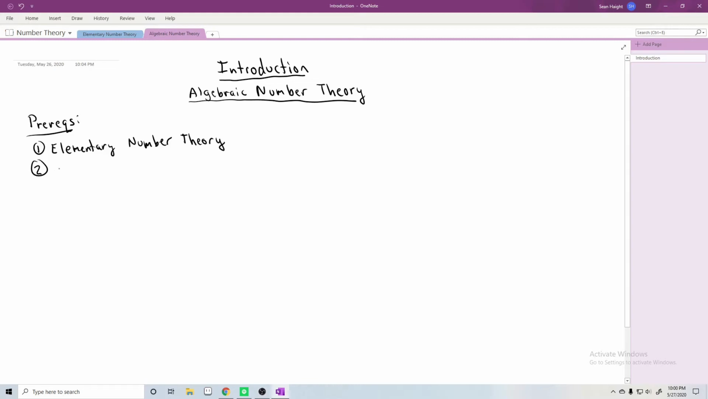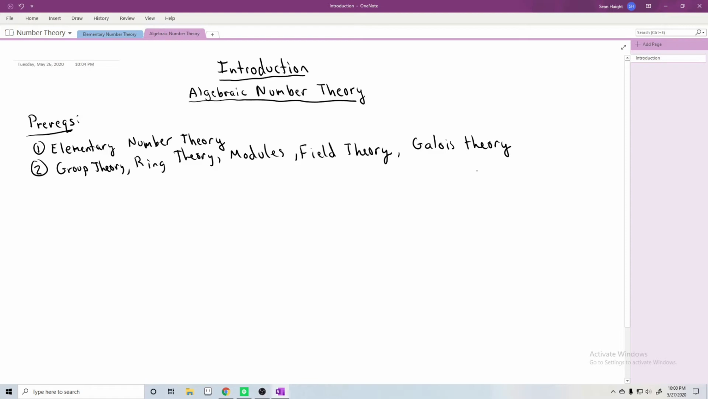And the second, which is a more substantial prerequisite, you should essentially have a year-long course in algebra under your belt. So group theory, ring theory, modules, field theory, and you should at least have some idea of the basic ideas of Galois theory as well. So your typical year-long 400 level course in algebra will probably be perfectly fine for this class. The first few lectures are going to be mostly commutative algebra, building the necessary commutative algebra to talk about the number theory I'm interested in. So if you're a little rusty in some of these topics, maybe I wouldn't worry too much. So these are the prerequisites for this series.